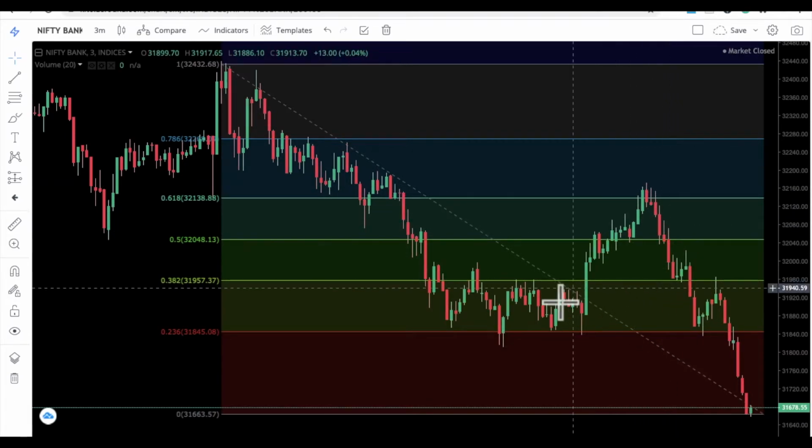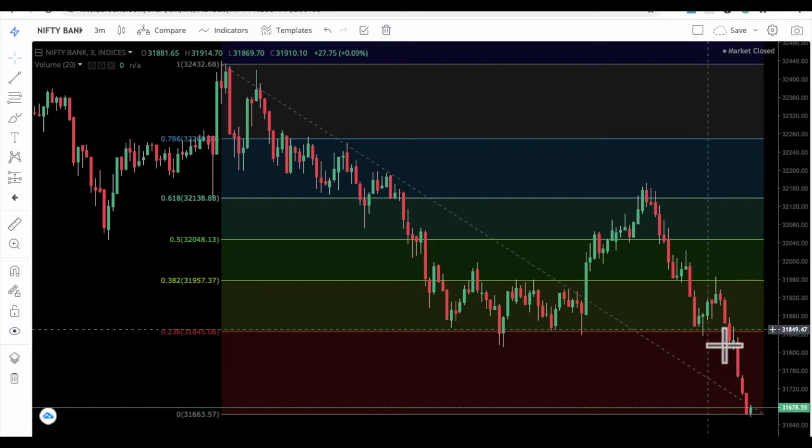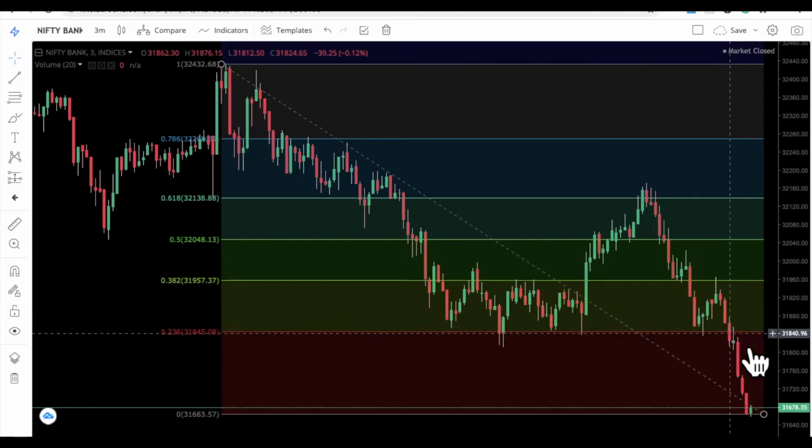And here 0.38 level became a strong resistance level. Later, once that was broken, it smoothly went down and it took support at 0.23 level. 0.23 level was the support level and 0.38 level was the resistance level. Once the buyers were unable to cross this level, the market went down, breaking the 0.23 level.